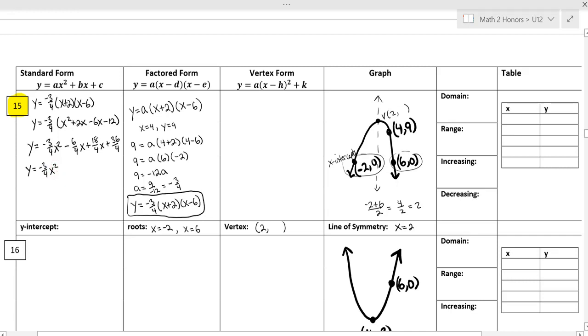I have a negative 6 over 4 and a positive 18 over 4. Negative 6 and positive 18 is positive 12 over 4. And then reduce the fractions. Negative 3 over 4 x squared plus 3x plus 9. That's your standard form. And if you plug in 0 for x, you're going to get 9 out for y. So my y-intercept is at 0, 9.